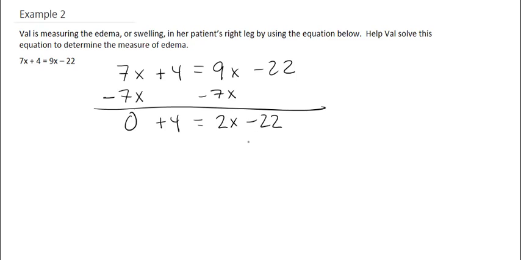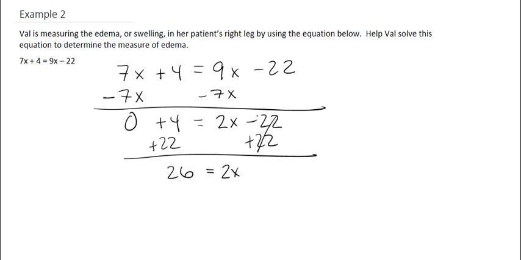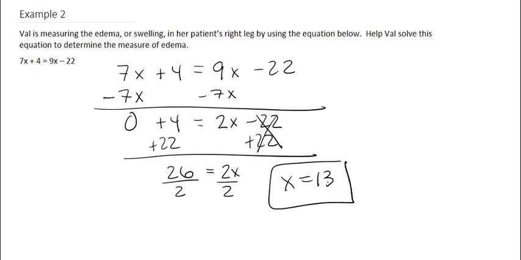So now we will add 22 to both sides to make x by itself on one side of the equal sign. So 4 plus 22 is equal to 26, because this is 0. Now we will divide by 2 on both sides, and we get x is equal to 13. So this would be the answer to our solution. So let's do another one.